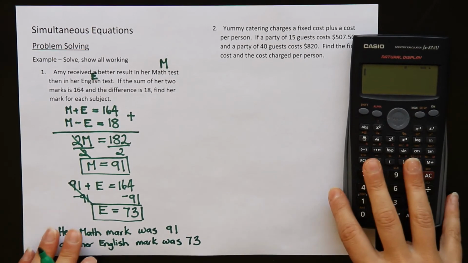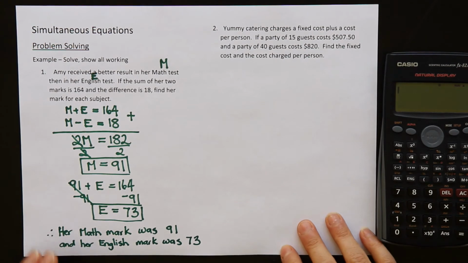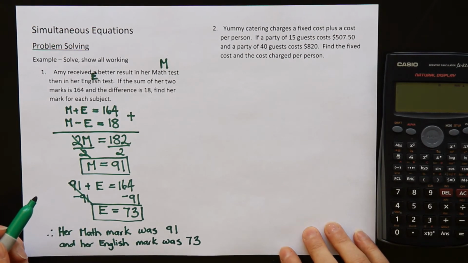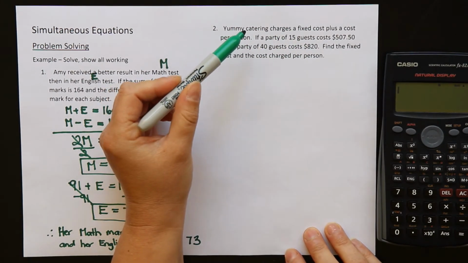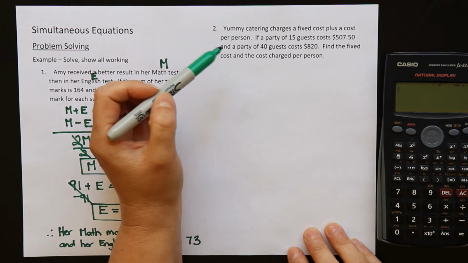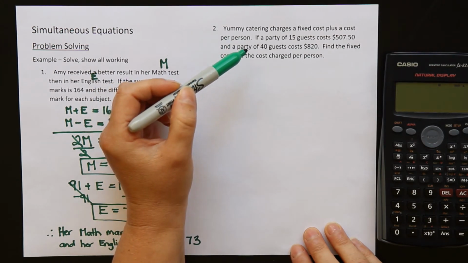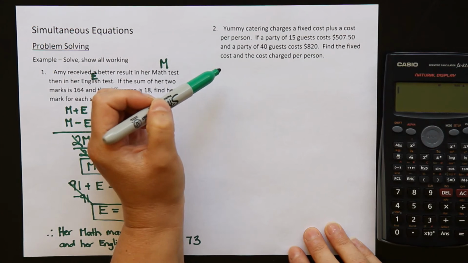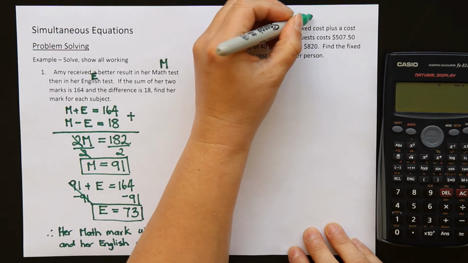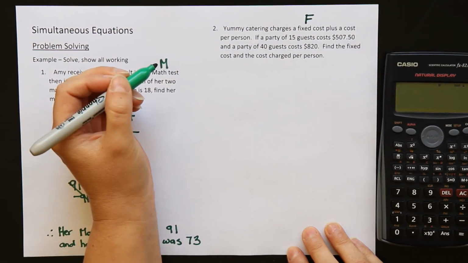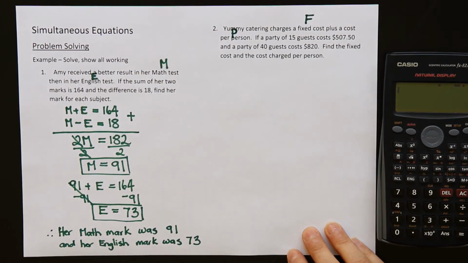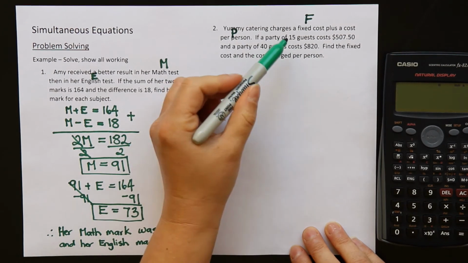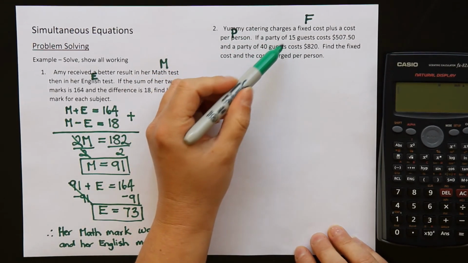Let's have a look at question 2. Yummy Catering charges a fixed cost plus a cost per person. If a party of 15 guests costs $507.50 and a party of 40 guests costs $820, find the fixed cost and the cost charged per person. There's a fixed cost that we'll call F, and there's a cost per person, which we'll call P. So we have two different booking arrangements here.